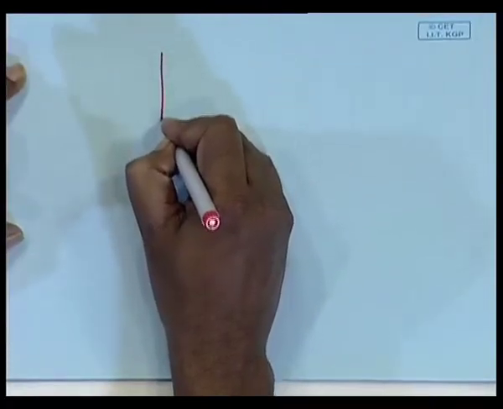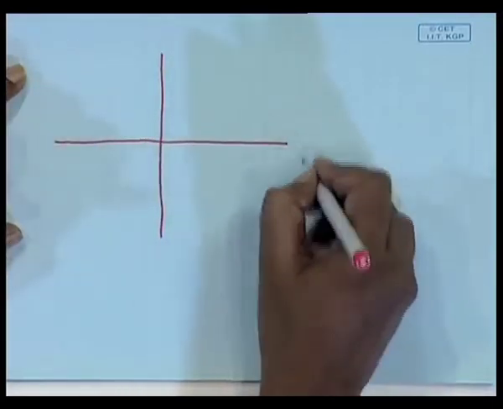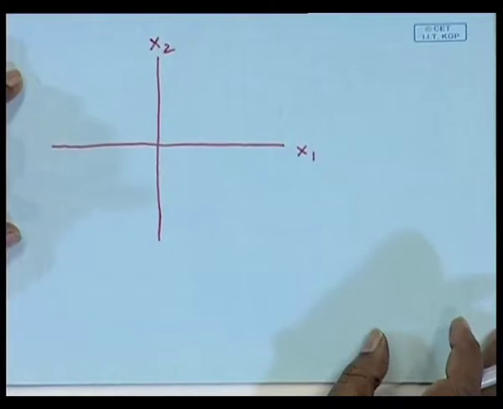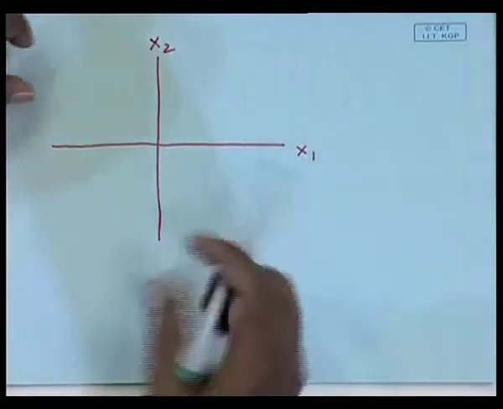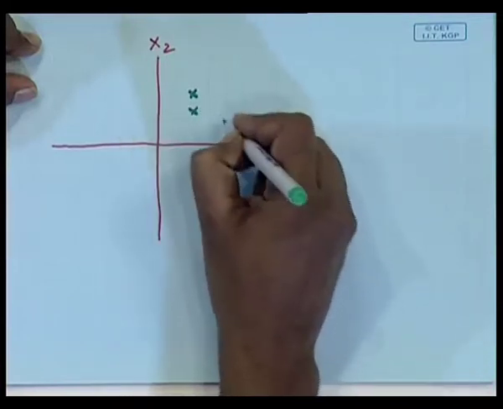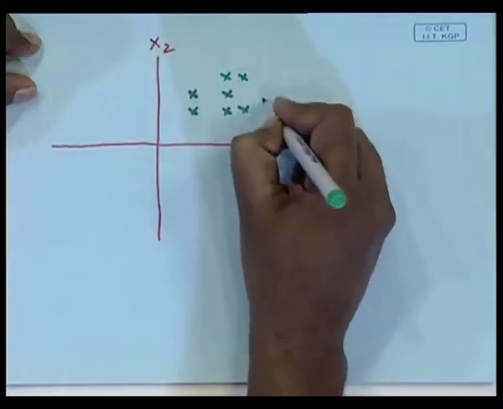Let us demonstrate that by considering a case in 2 dimension, because that is the one I can plot on the paper. So, I will have 2 dimensional samples. Suppose the components are x 1 and x 2. And suppose I have a number of training samples. These are the samples which belong to class, say, omega 1, so an arbitrary set of training samples.